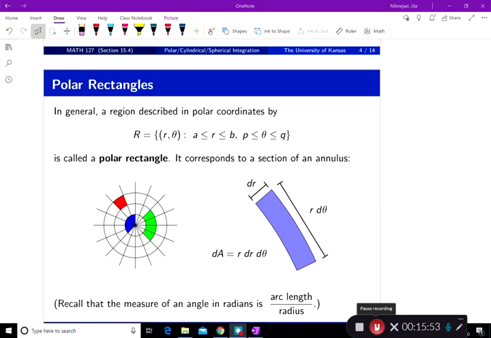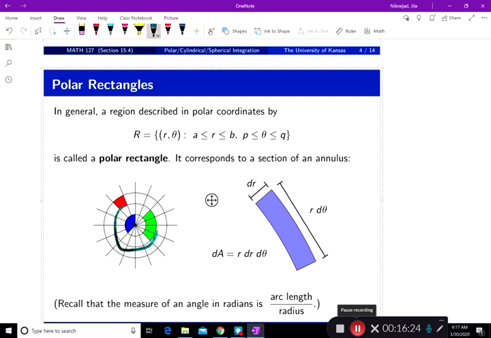So make sure that you always put the Jacobian in there. Now, polar rectangles. In general, a region described in polar coordinates by r between a and b and theta between p and q is called a polar rectangle. And then it corresponds to a section of an annulus. Let's say this red one is the annulus right here between the two circles, and it's just the section of that. And the green one is the annulus between these two circles, and so on and so forth.